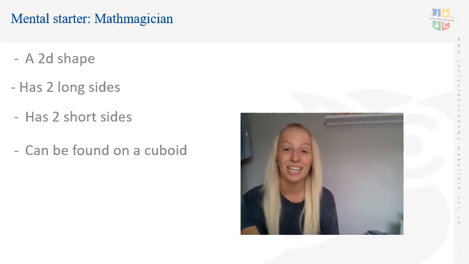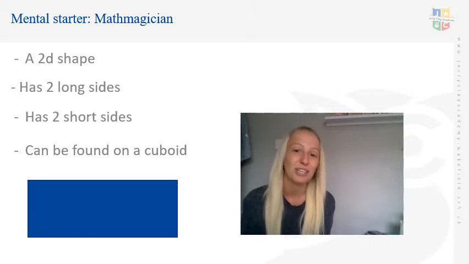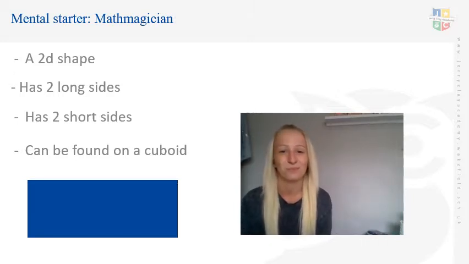Brilliant! The shape I was thinking of was a rectangle because it has two short sides, two long sides, it's 2D and it can be found on the face of a cuboid. Well done, you two.